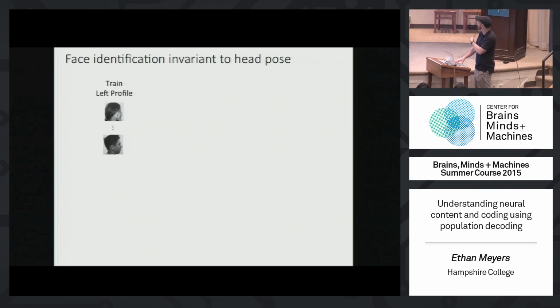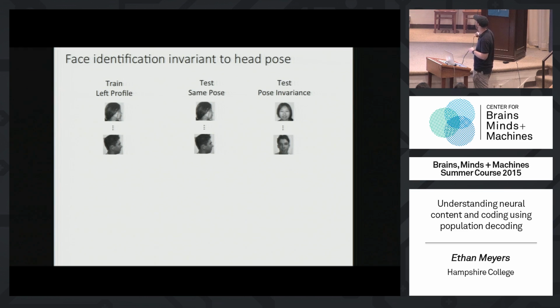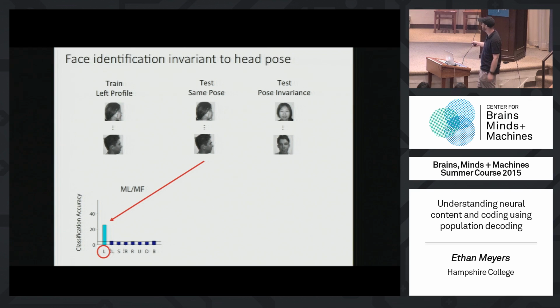So again, like I said, let's start by training on the left profile, and then we can test on the left profile in different trials, or we can test on a different set of images where the individuals were looking straightforward. Okay. So here are the results from the most posterior region, ML-MF. What we see is if we train on the left profile and test on the left profile here, we're getting results that are above chance, as indicated by the lighter blue trace. But if we train on the left profile and test on the straight results, we're getting results that are at chance. Okay, so this patch here is not showing very much pose invariance.